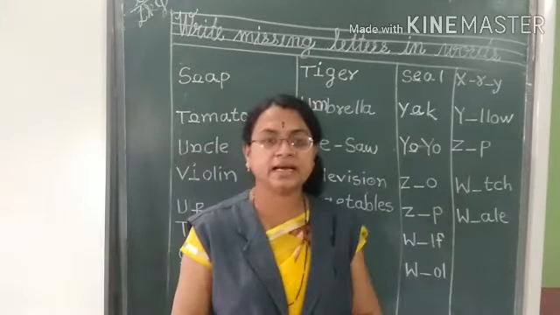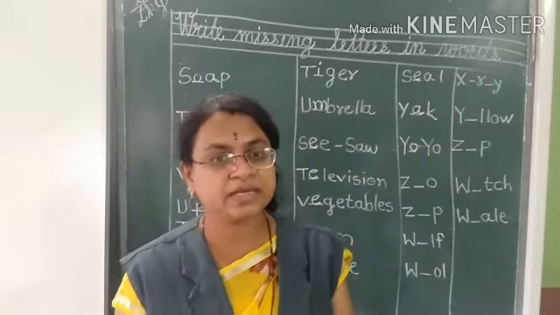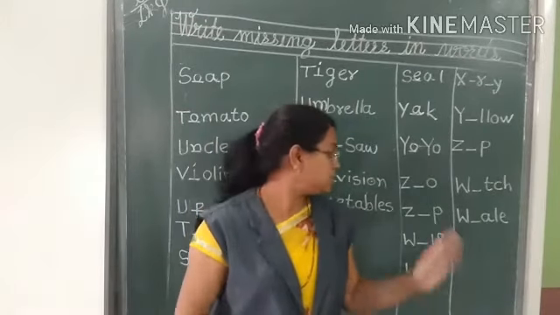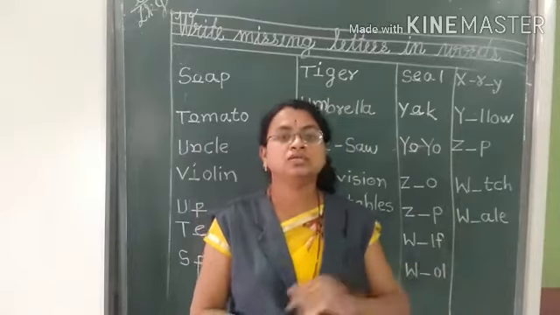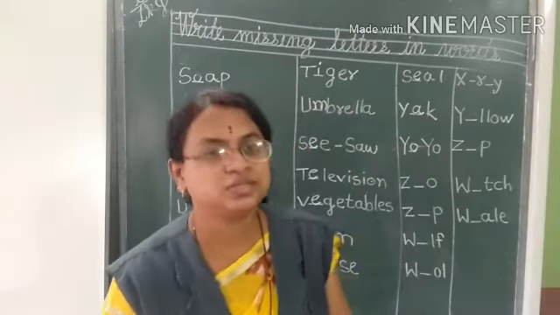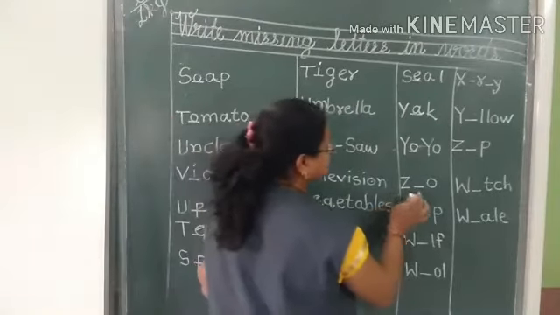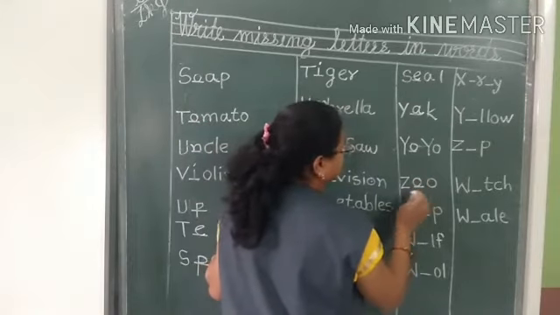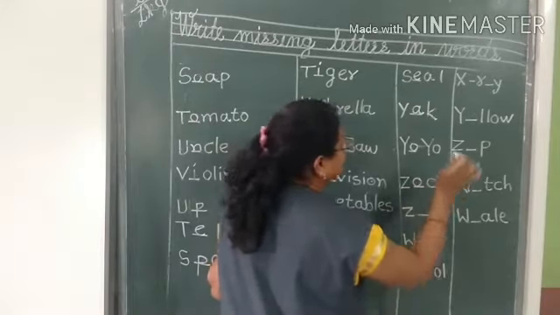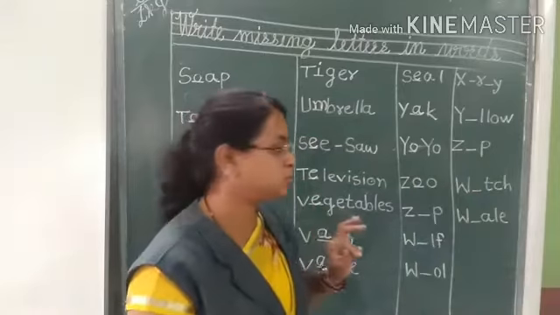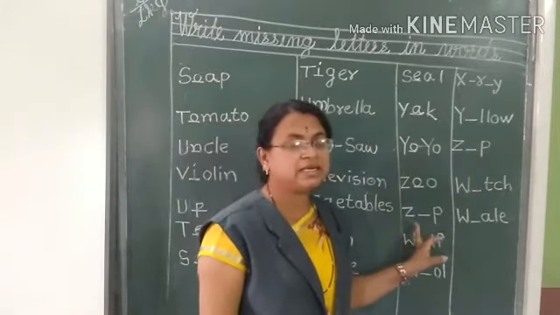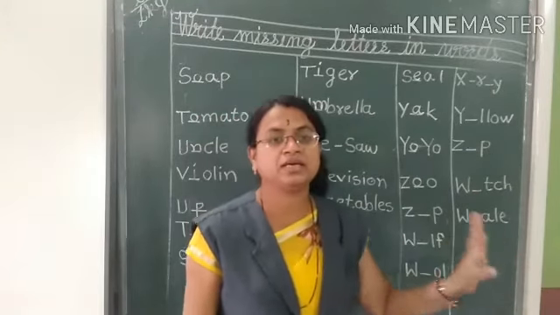Z-O. This is the spelling of Z-O-O, zoo. Which letter is missing after Z letter? O. Again with me. Z-O-O, zoo. Z-O-O, zoo. Next spelling is Z-P.